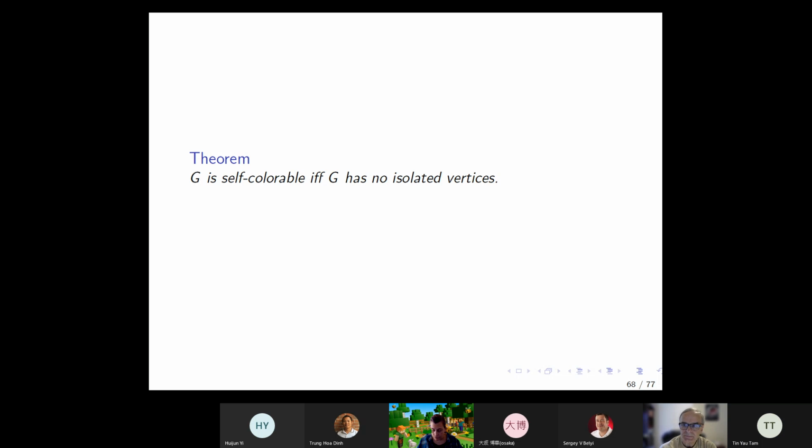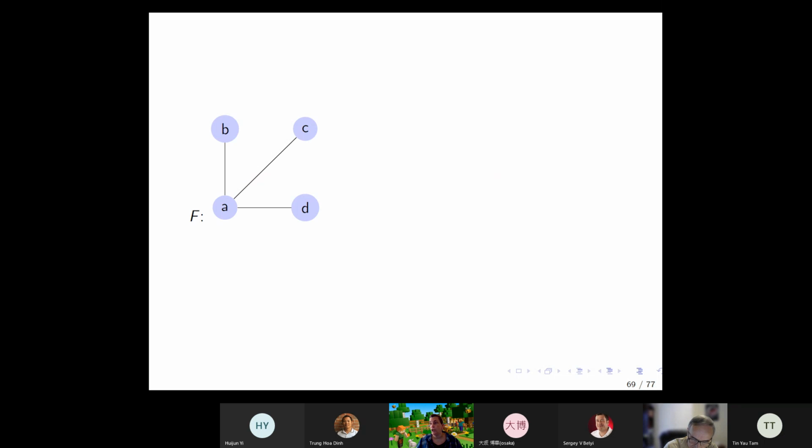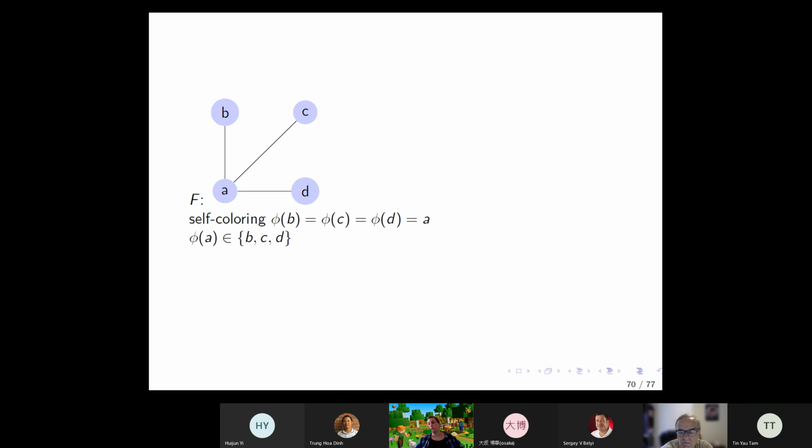So it's a good example of one where we're going to have to reuse a color. Claw! K_{1,3}. We'll call it F for right now, but you know what it really is. It's the claw. The open neighborhood of A is B, C, D. So for a self-coloring, I'm just going to color all of B, C, and D with A. Cool. Yeah, because they're not neighbors. And then what do you want to color A? You pick: B, C, or D. You get to pick.